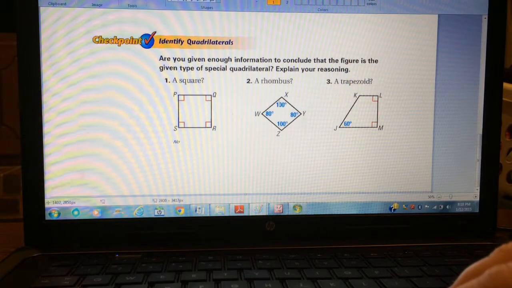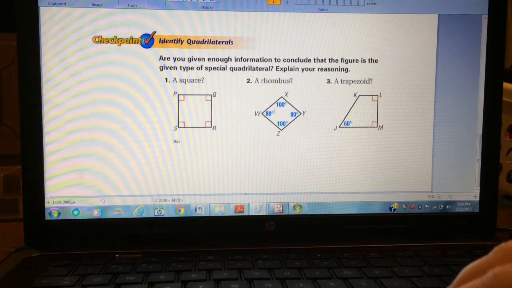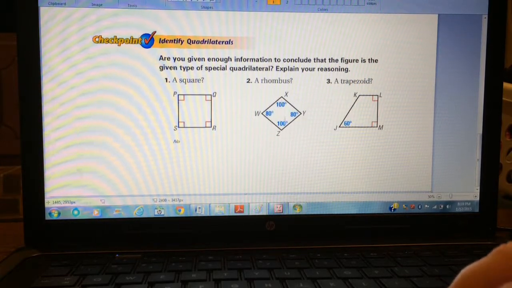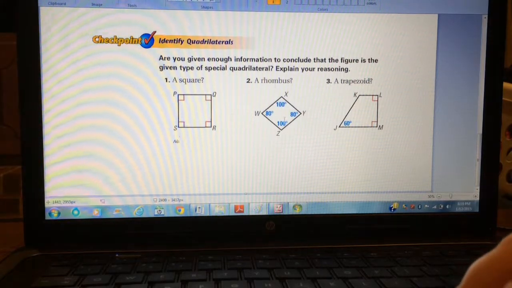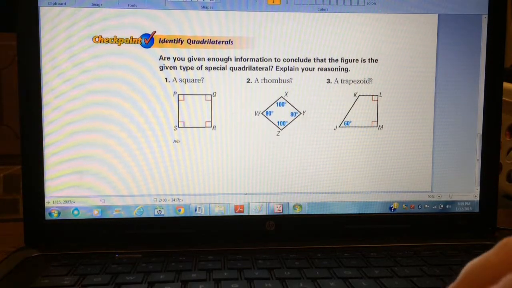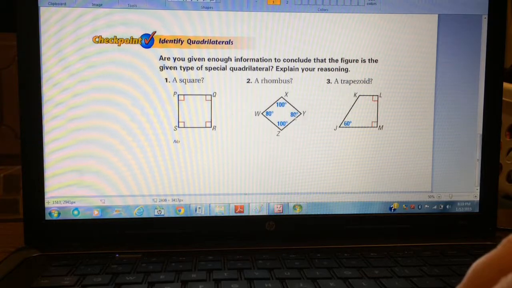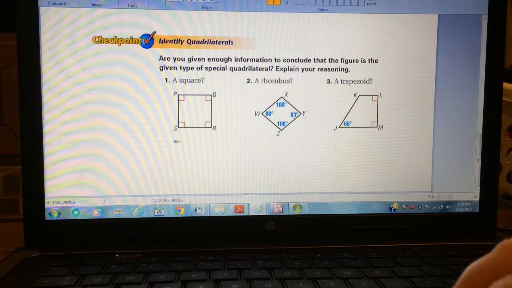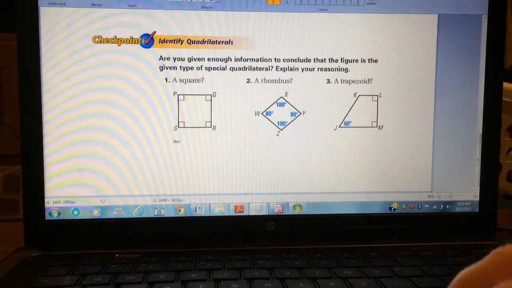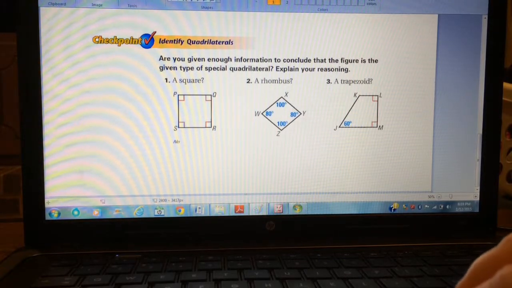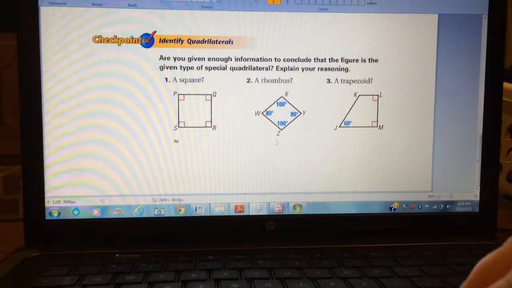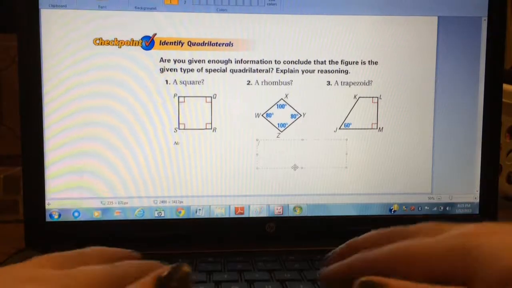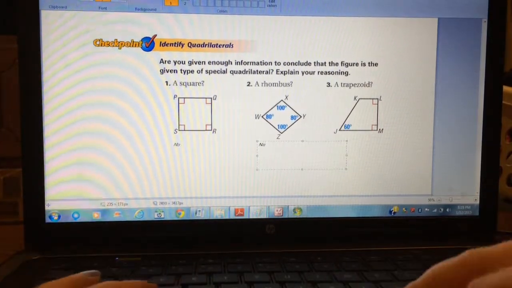So that would be a no. On number 2, we see that X and Z are congruent, Y and W are congruent, so those opposite angles are congruent. So we know this is a parallelogram, but it doesn't tell us anything about the side measurements, and so we cannot call it a rhombus. So this again is no.